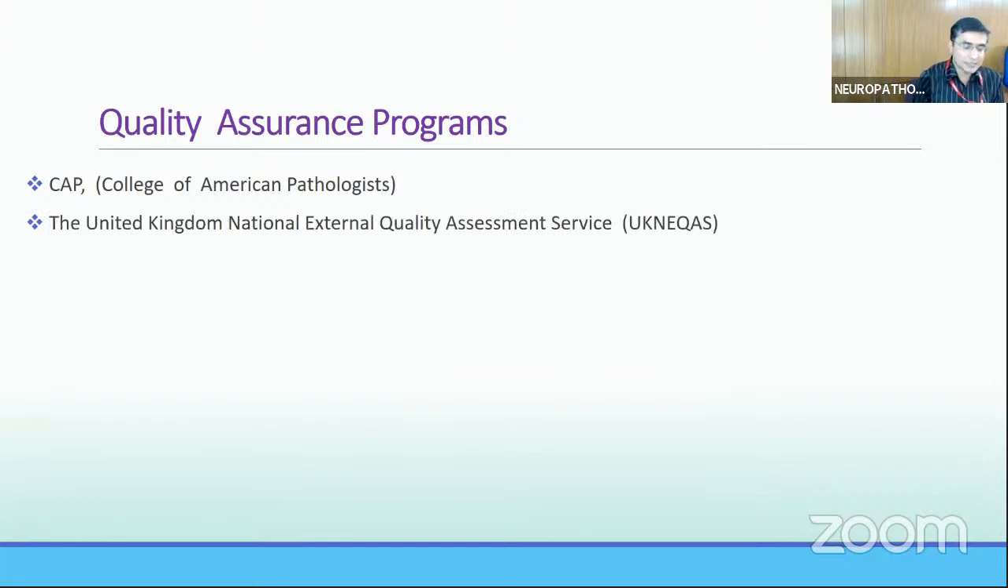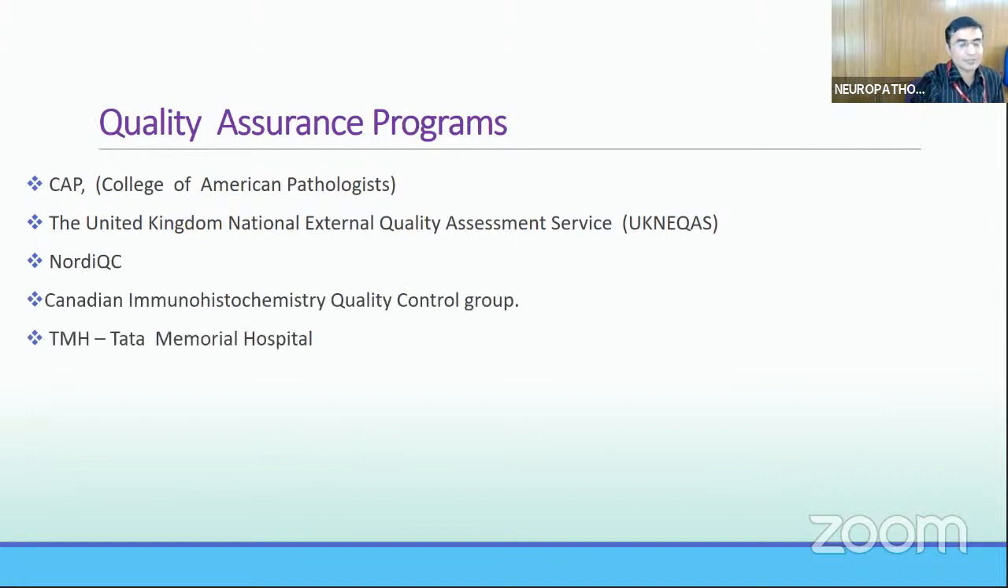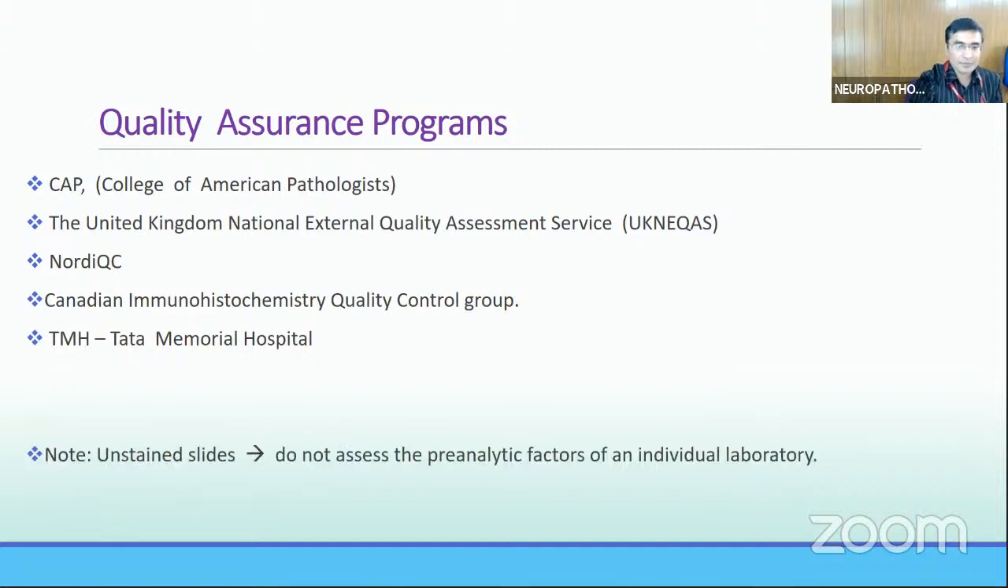Since our service department here is a little unique, neuropathology, we have a program only from the UK, so we are participating in this UK NEQAS. There are others, like the Nordic one. From India, TMH is conducting a program, especially for breast tumor markers. Most importantly, many of them ask us to send unstained slides and they stain them, but that will not test the pre-analytical factors. It tests only the analytical part, so that may not be complete. So the best is the UK NEQAS program, which asks us to send the entire IHC. Not only do they send an unstained slide, we have to send our section also. So that gives a much wider analysis.